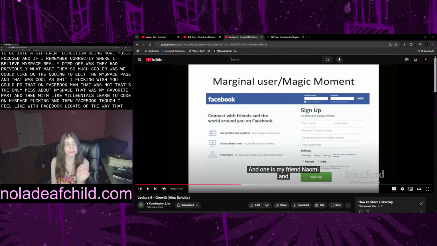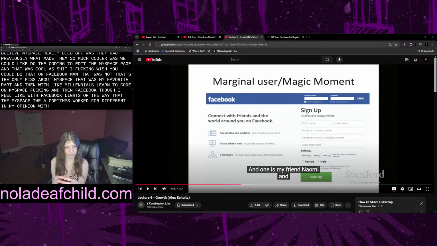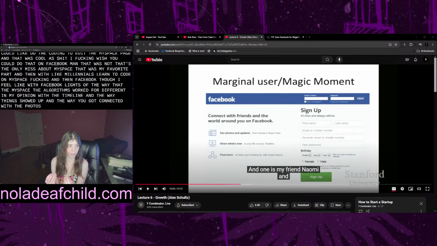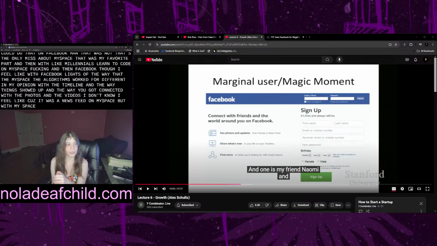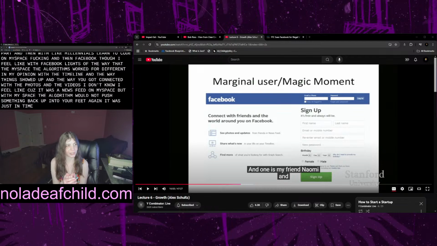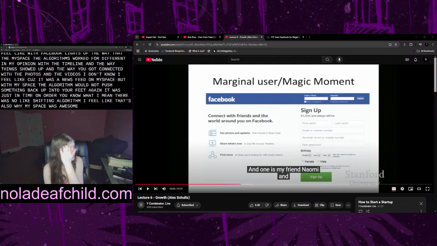I feel like the way the algorithms worked were different, in my opinion, with the timeline and the way things showed up and the way you got connected with the photos and the videos. There was a news feed on MySpace, but the algorithm would not push something back up into your feed again. It was just in timeline order. You know what I mean? There was no shifting algorithm. I feel like that's also why MySpace was awesome, but maybe that's why it died.